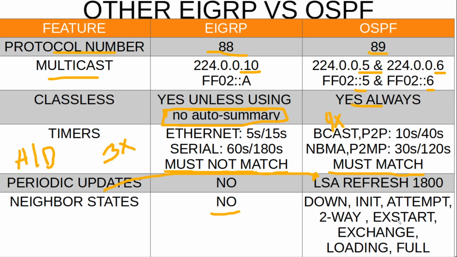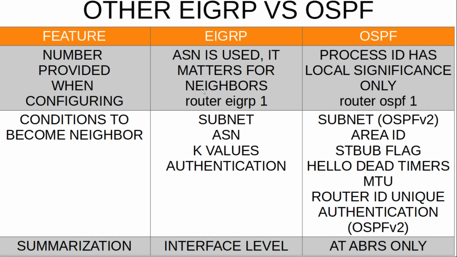EIGRP does not have neighbor states, whereas OSPF has neighbor states: down, attempt, init, two-way, exstart, exchange, loading, and full. When configuring EIGRP, this number actually matters. This is the autonomous system number used as a condition to create a neighborship. However, when configuring OSPF, this number is only a process ID. It actually has only local significance.